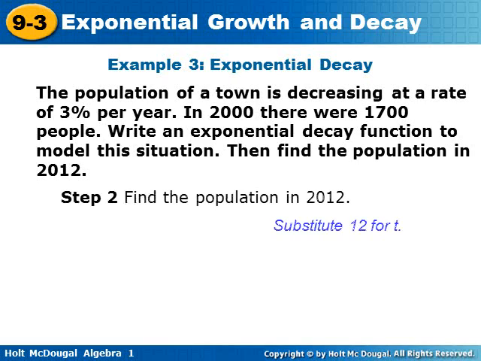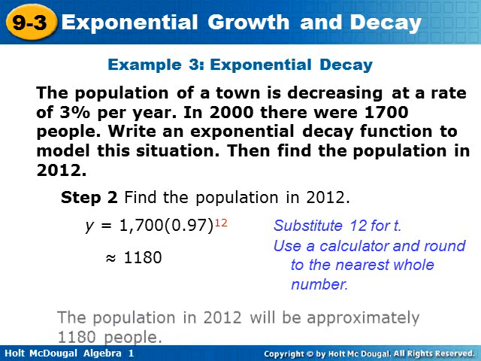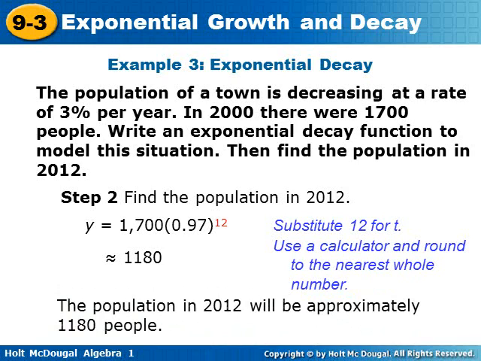And we want to find the population in 2012, which would be 12 years later, so we substitute 12 in for t, and we get 1,700 times (0.97) raised to the power of 12. We use a calculator. We're going to round to the nearest whole number because this is people, and obviously there's not going to be part of a person. So we get 1,180. So the population in 2012 will be approximately 1,180 people.